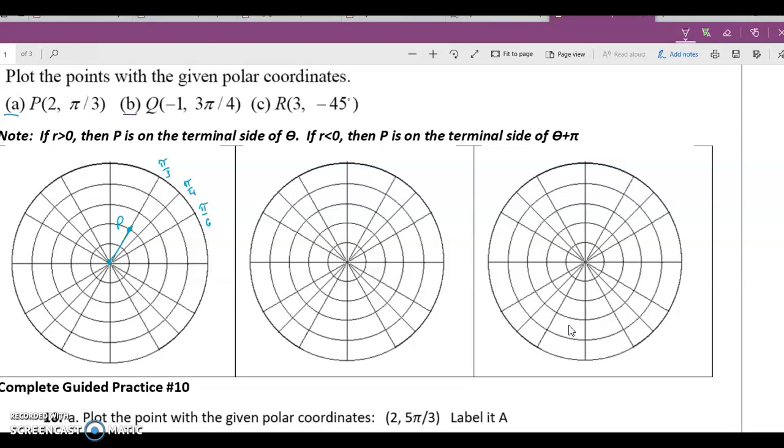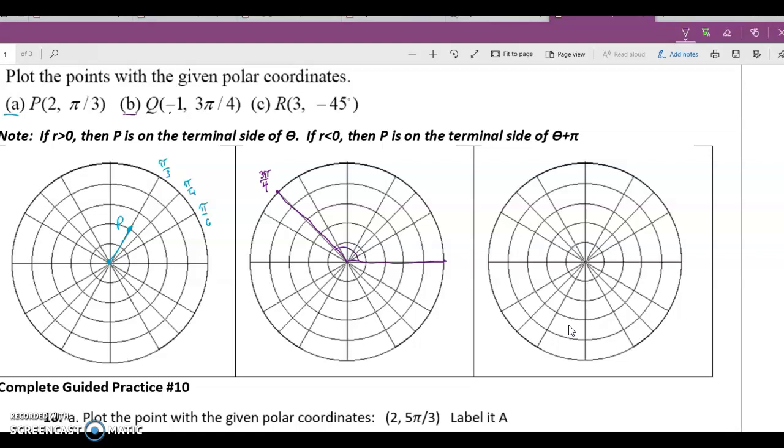So for letter B, it says Q is -1, 3 pi over 4. So -1 for a radius is kind of scary, but let's deal with the angle first, okay? So we're starting here. We know this is pi over 4, 2 pi over 4, 3 pi over 4 is right here, okay? Then we know this is our angle of 3 pi over 4.